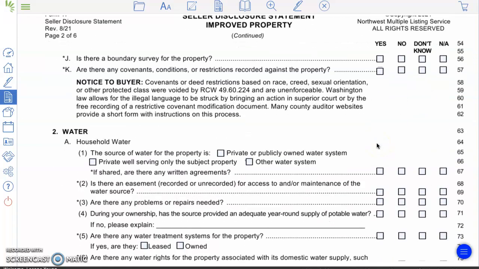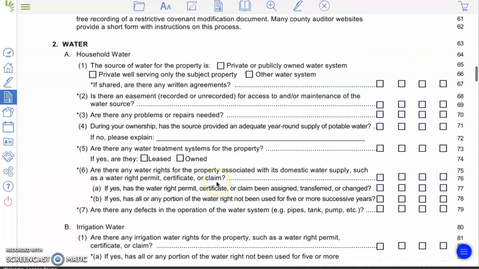Is there a boundary survey for the property? So has somebody come out and actually surveyed the property lines? That's where you would answer that here. Any covenants, conditions, or restrictions, this is noted as CC&Rs. Typically, people know that as. So if you live in a planned neighborhood, likely this will be yes, but again, you need to answer it to the best of your ability.